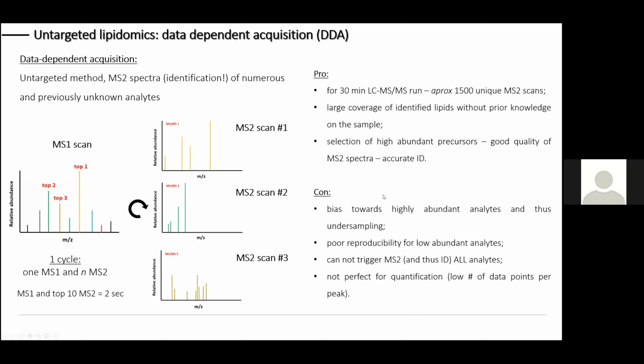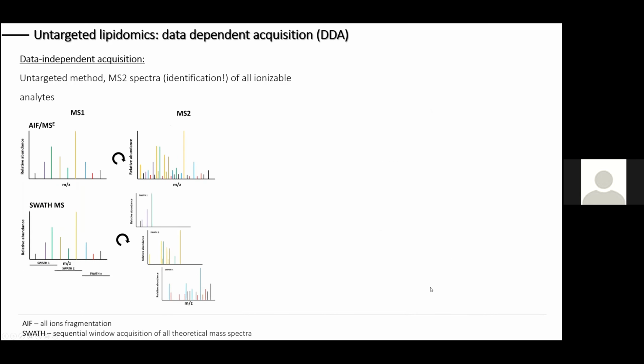But on the other hand, that is also exactly the problem for this method, because this method is biased towards highly abundant analytes and results in what we call undersampling. So the low abundant analytes are not so well represented and not reproducible. They cannot trigger MS-MS scans, and that means we do not identify all analytes. We also need to think that in this method, we usually go for high identification coverage, so we want to have a lot of MS2 scans. So it's not really perfect for quantification purposes.